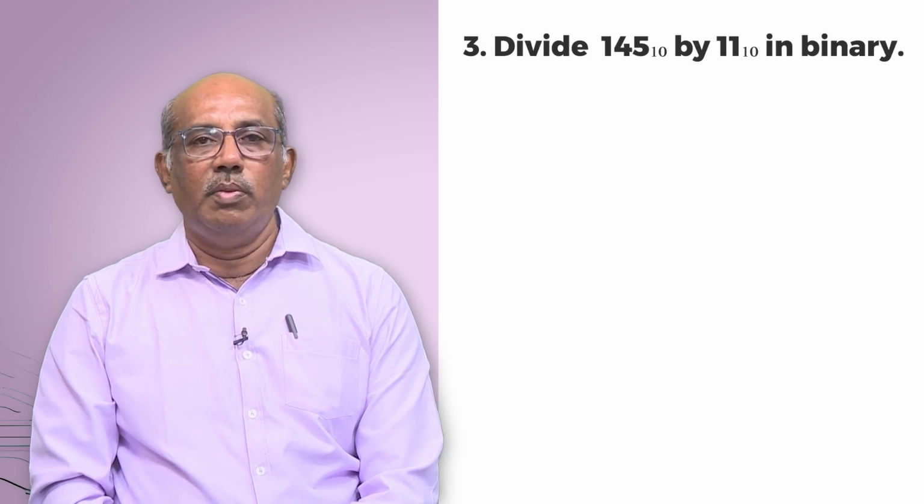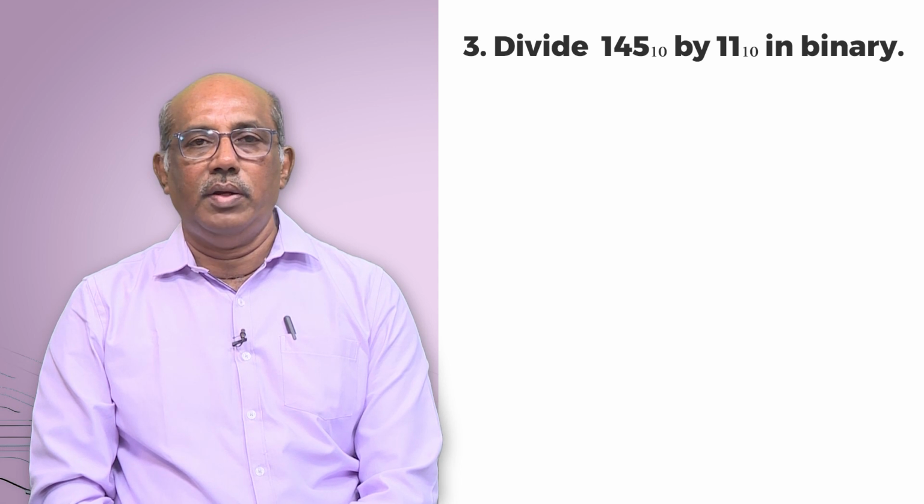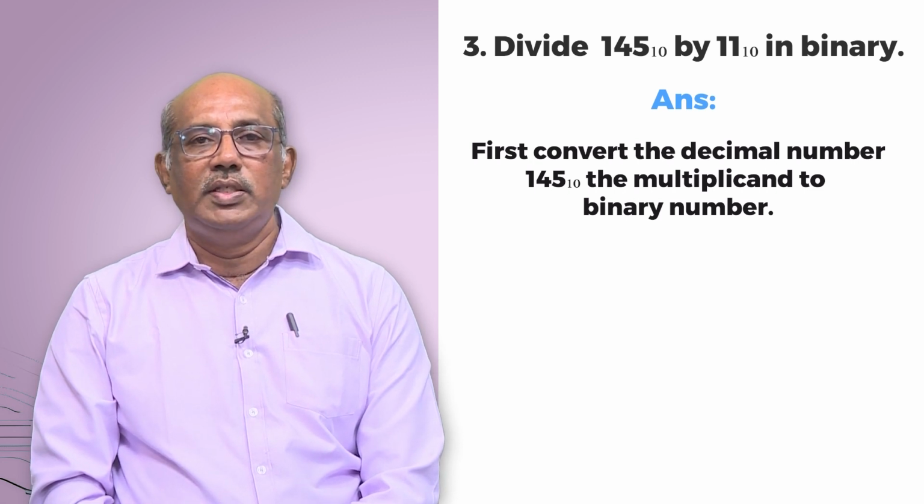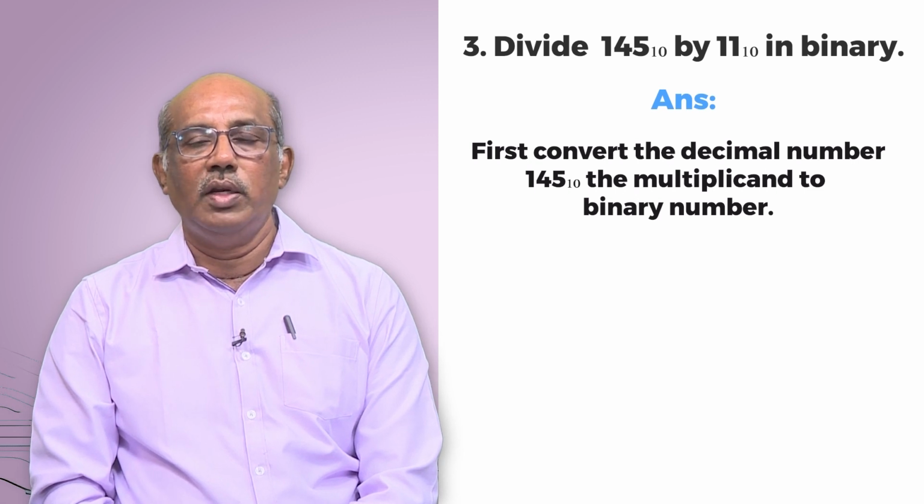Now, one more question: divide the decimal number 145 by 11, that is, the dividend is 145 and the divisor is 11, in binary. So, first we have to convert the decimal number 145 to binary. How can we do it? How many bits are required? You require 8 bits. Starting with the positional value as 1, then 2, then 4, 8, 16, 32, then 64 and then 128. That is the most significant bit, positional value 128.